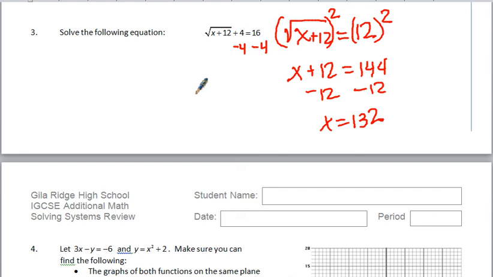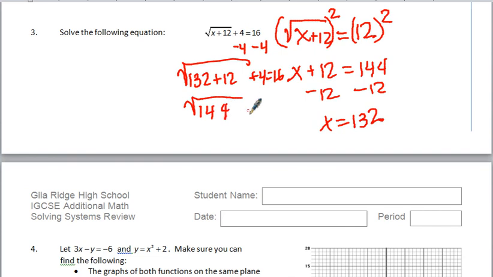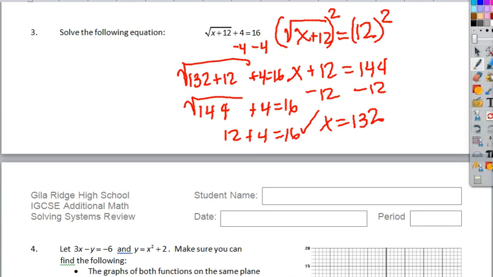And then you should check it to make sure you're right. So if you plug in 132 plus 12, that's 144, and the square root of 144 is 12, and 12 plus 4 equals 16. So check that you did it right. Again, pause if you need to continue writing. I'm erasing now.